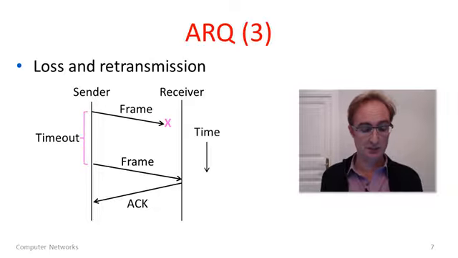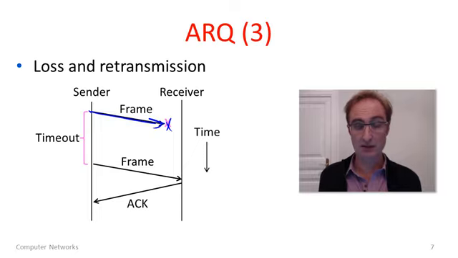Here's the loss and retransmission case. The frame is sent, something happens, and it doesn't make it to the receiver correctly. After a certain amount of time passes, the sender says, hey, what's going on here? Something must have gone wrong. And it automatically resends the message to the receiver.